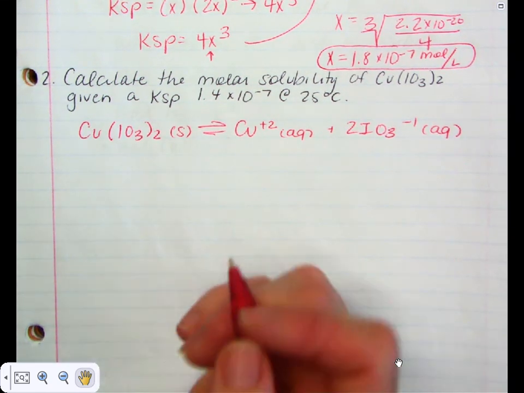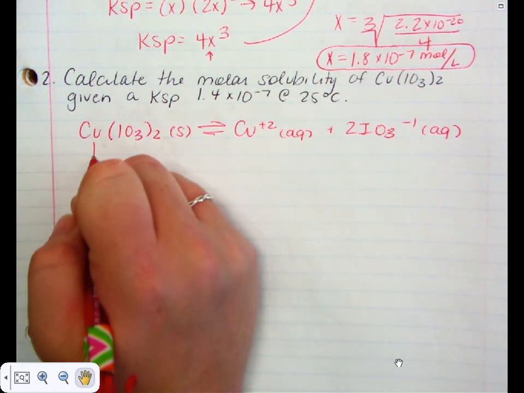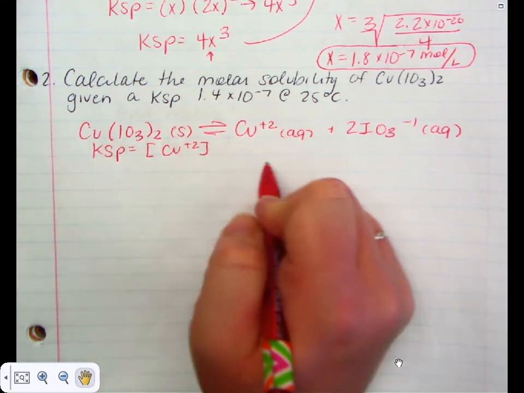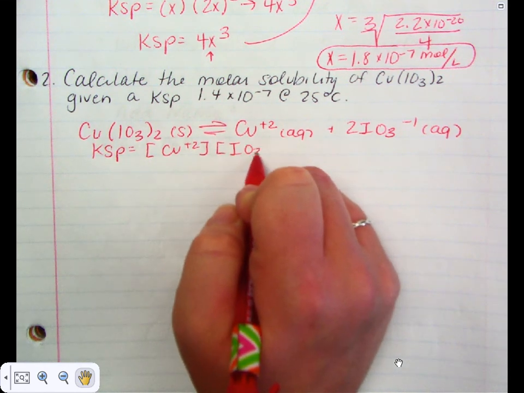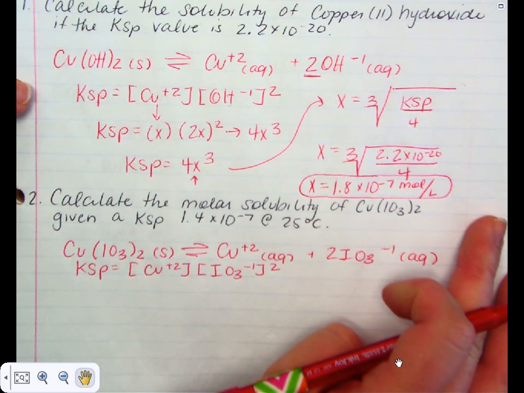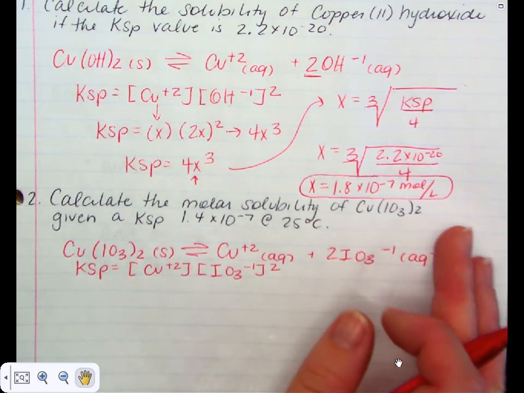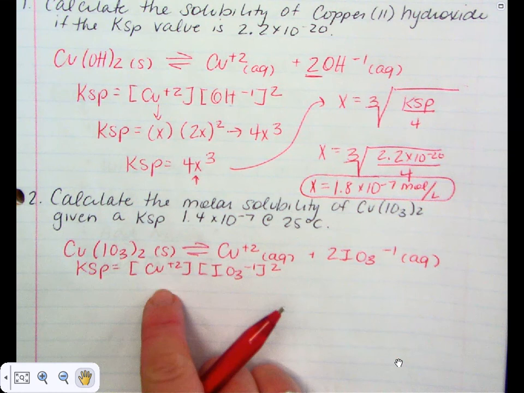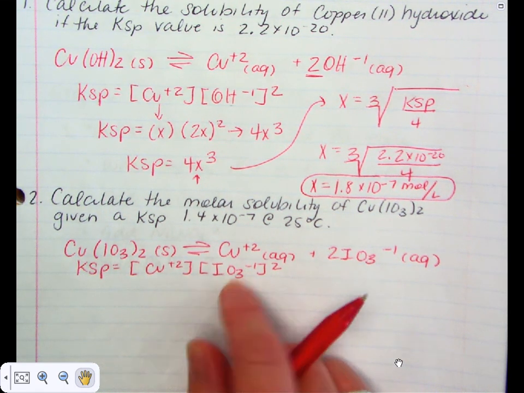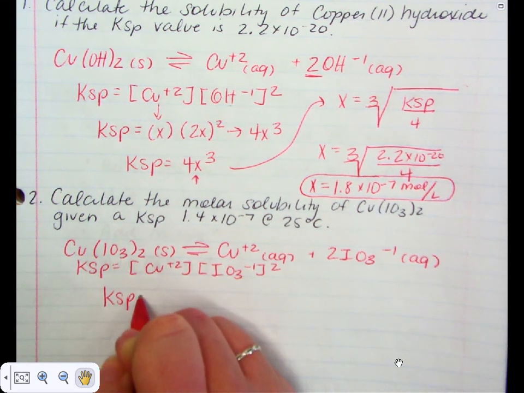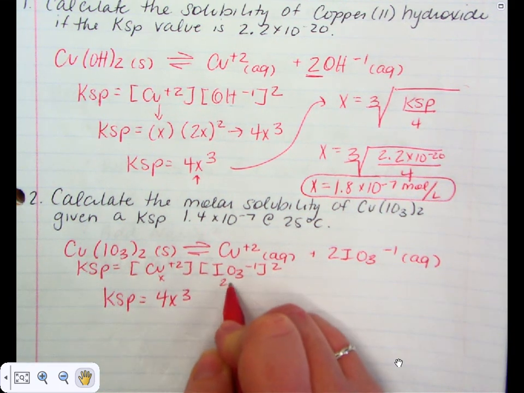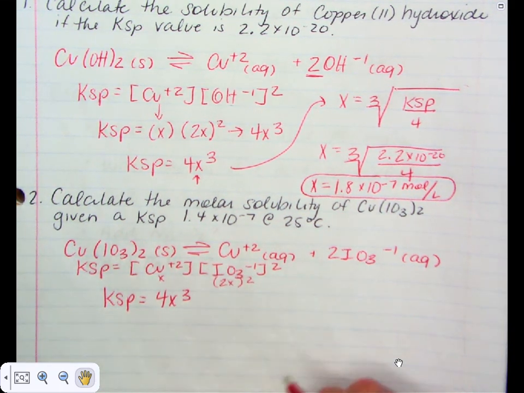All right, so what does that mean? Oh, Ksp equals [Cu2+][IO3-] squared. This seems awful similar to what I just did up here. Okay, you are going to start to notice some patterns. So if I have one thing that I only have one of, and I have the other thing that I have 2 of squared, what does my Ksp end up as? Ksp is going to be 4x cubed, right? x, 2x squared, 4x cubed.